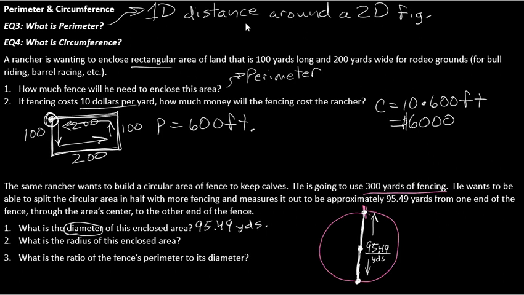Okay, what is the radius of this enclosed area? Well, that's also very simple. The radius is simply equal to the diameter cut in half, or half the diameter. So all we would need to do there is divide that by 2. So if I take a calculator and just do 95.49 divided by 2, I get 47.75 about yards.